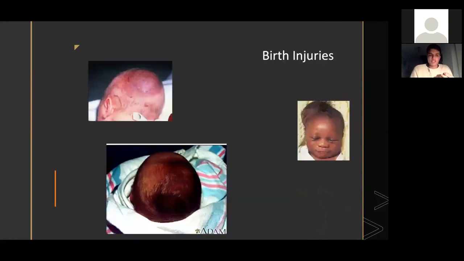Let's talk about birth injuries. So this first one is chignon, okay? I think that's how you say it. If you look at it, it's a well-circumscribed, round, raised lesion, more cutaneous than the others that you can see there, from a ventouse delivery. That is exclusively from the ventouse suction effect on the skin. It's cutaneous and it doesn't really cause much of an effect.